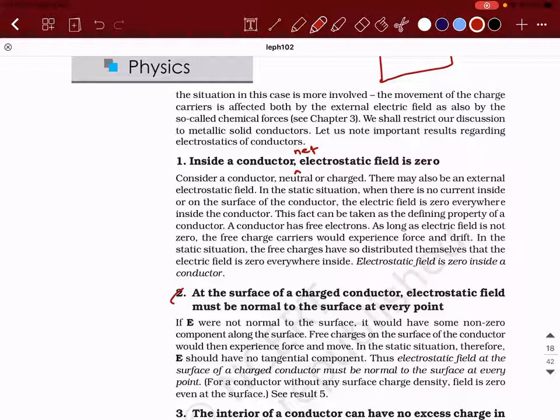At the surface of a charged conductor, electrostatic field must be normal to the surface at every point.